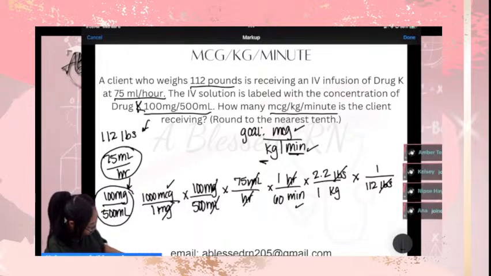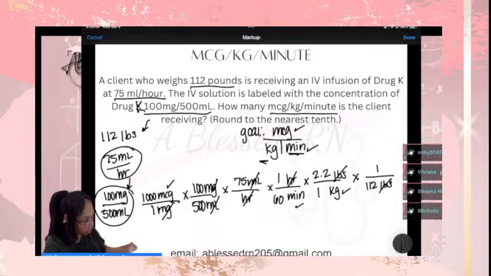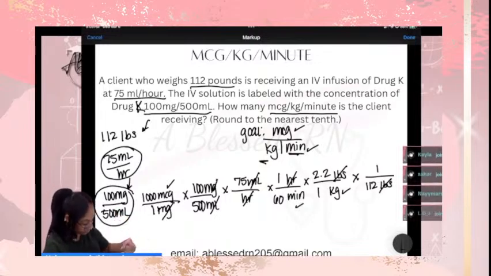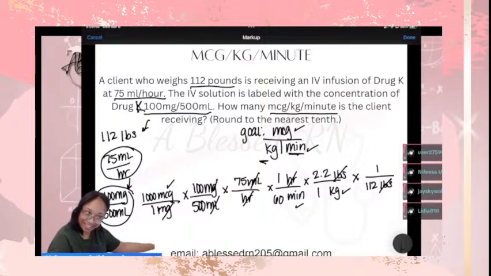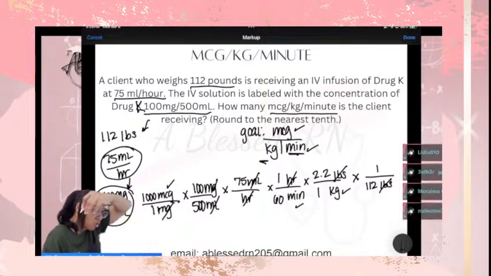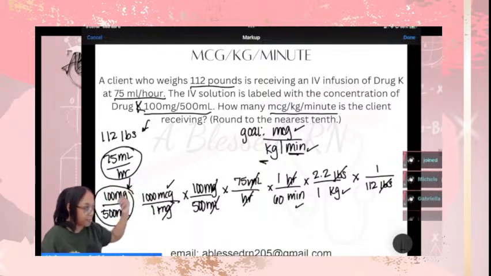So now everything has been crossed out. You're welcome. Everything has been crossed out now except for what it is that we were looking for, which was our goal. So micrograms is at the top, kilograms and minutes are at the bottom, and you're finished. So now you can actually do some math, okay? So we're going to multiply all your numbers across the top, all your numbers across the bottom, divide the top by the bottom.